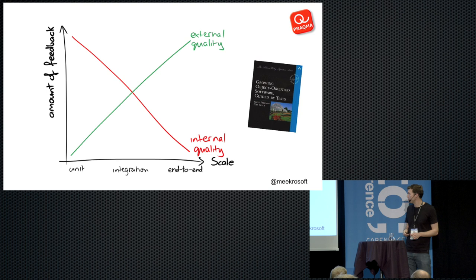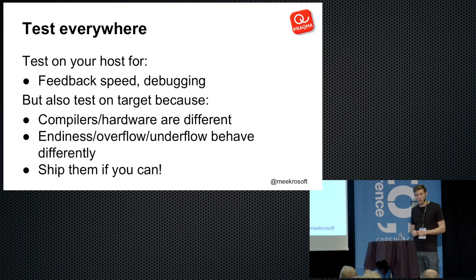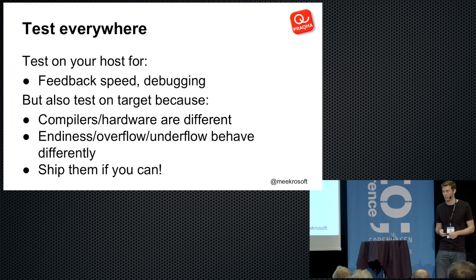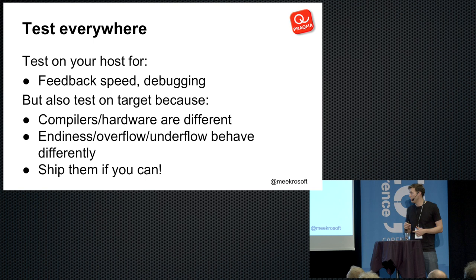So test everywhere. Test on your host, because that's fast. It's a really fast way to develop. While you're doing your unit tests away from hardware on the host, that's a great way to have a productive development environment. But also test on the target, because on the target, things are different. Behavior can change in different ways. We've got different compilers. We've got different hardware behavior.